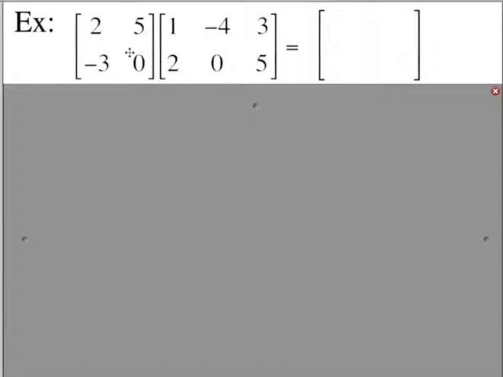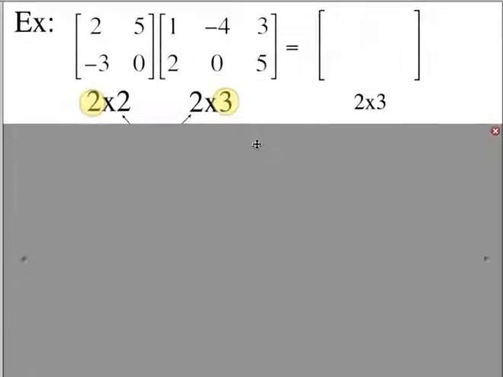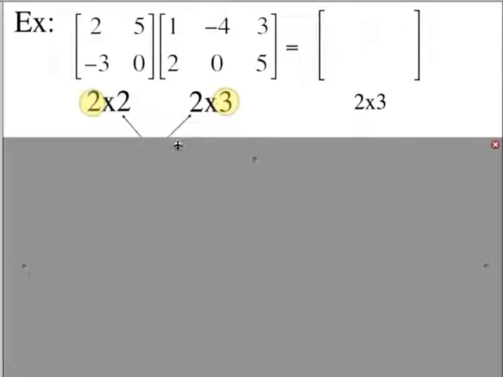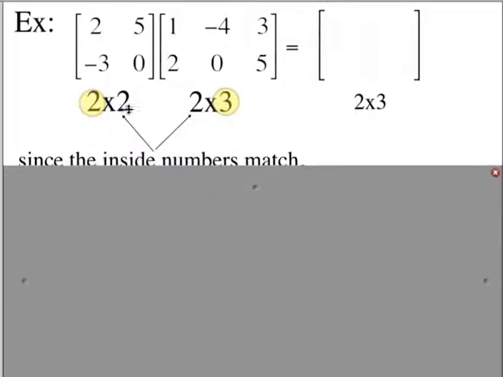This one right here has 2 rows and 2 columns, so it's a 2 by 2. The second one has 2 rows and 3 columns, so it's a 2 by 3. What we look at are the middle numbers. If I line up the matrices, the 2 and the 2, those inside numbers, are the columns of the first and the rows of the second. That's the same number, meaning I can multiply these two matrices together. The 2 and the 3, those outside numbers, are the dimensions of the product.